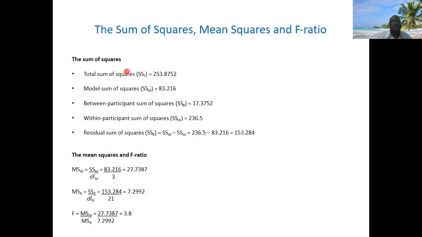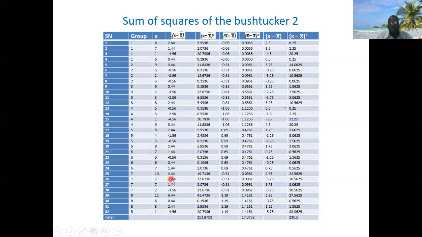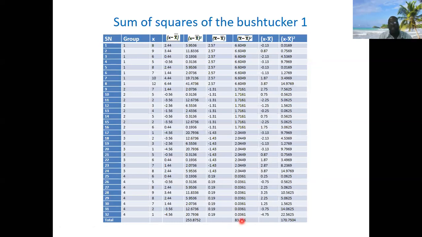So when you now do it, the total sum of square is 25,253. The model sum of square is 83. That's the within. Then the between participant sum of square, just check what we are seeing now. 83. Look at the first one. What you do here is to remove the Grammy from the within mean, that is the horizontal mean, because that horizontal mean is within each participant. So the total sum of square is this. The sum of square within is this, which is the model, and the sum of square residual.